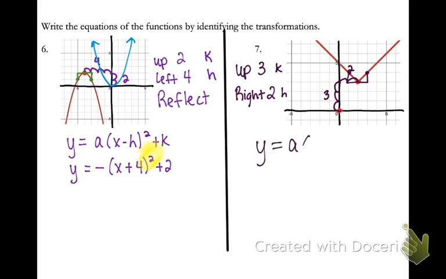All right, start by writing down the form and then plug in our h and our k. I didn't write down an a value because we didn't have a stretch or a compress. Again, don't forget that squared.